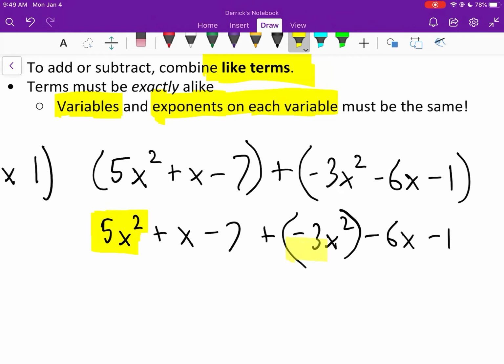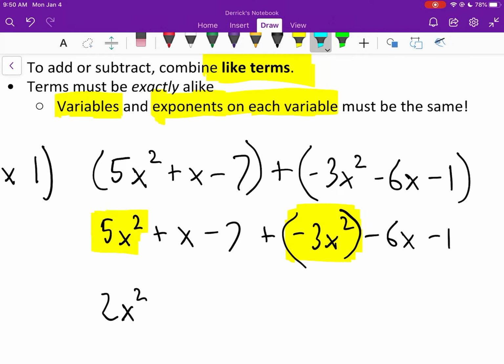So as you've probably already noticed, we have this term right here of negative 3x squared. It has an x, and that x is also to the second power. That makes these like terms. So the way we're going to combine them is we're simply going to add the coefficients. Remember, coefficients meaning the numbers in front of the variables. So I've got a 5, and I've got a negative 3. 5 minus 3, or 5 plus a negative 3, would be positive 2. So we have a 2x squared.